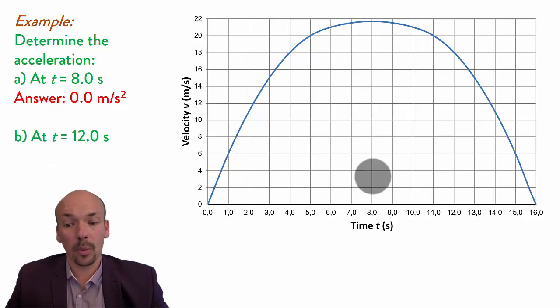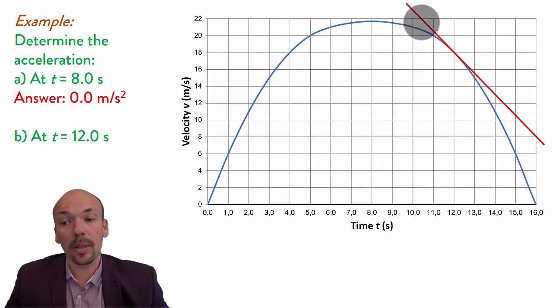At time is 12 seconds, so that's over here. We draw a tangent line. We select 2 points. You can actually select the exact point where you drew the tangent line on and a point somewhere else, as long as they're pretty far apart.